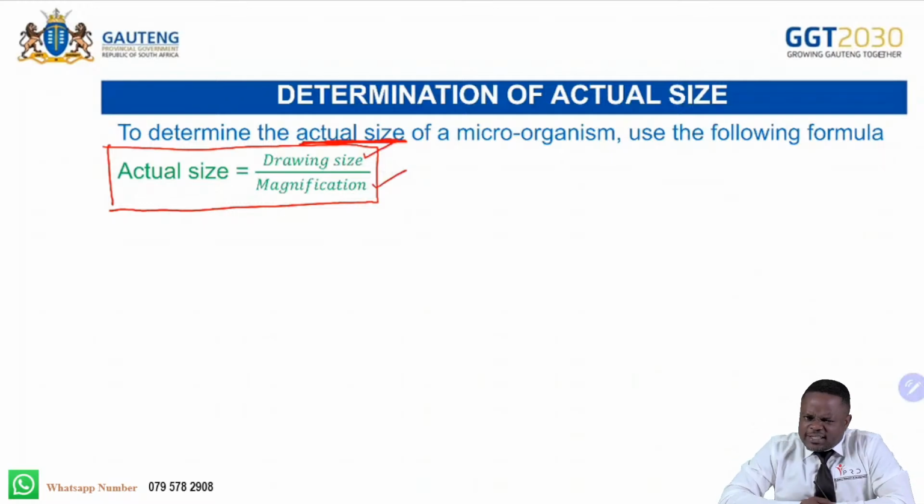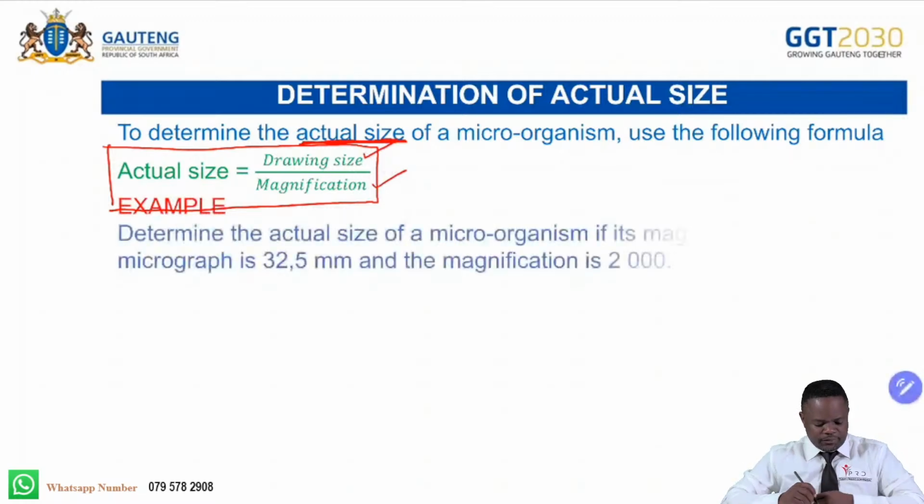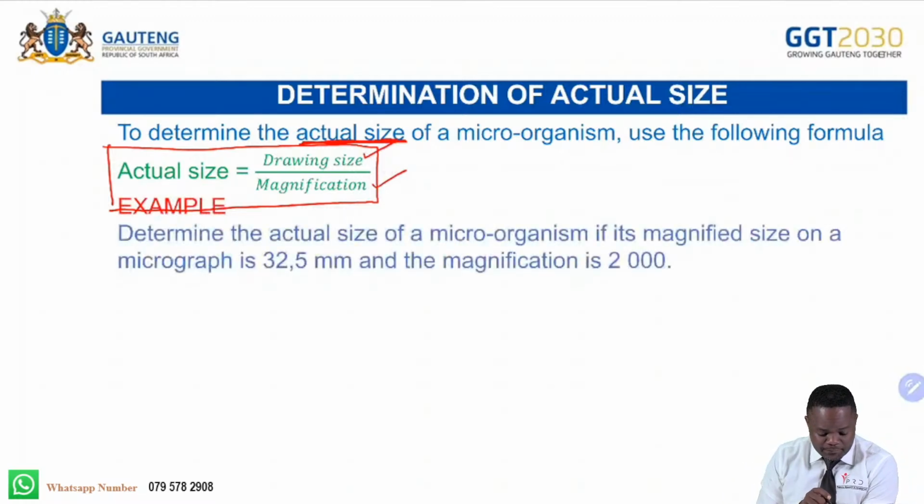Let's look at a typical example where we can apply this formula. Take note of that formula. The question is saying determine the actual size of a microorganism if its magnified size on a micrograph is 32,5 millimeters. So take note, its magnified size is 32,5 millimeters. This is the one which has been increased in size.